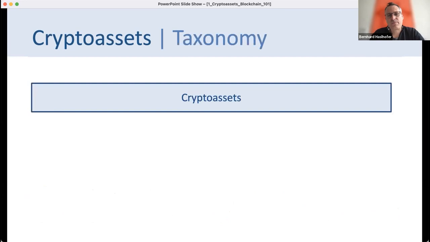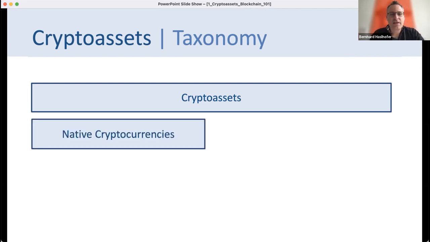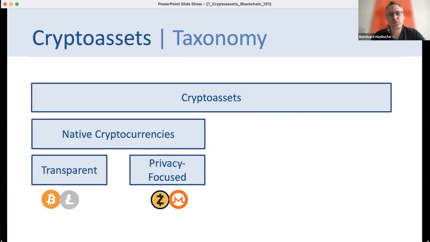If we look into the spectrum of crypto assets and try to somehow categorize the set of available assets, we can roughly distinguish between two types of crypto assets. One type is what we call native cryptocurrencies, and there we can again distinguish between transparent cryptocurrencies and privacy-focused cryptocurrencies. Examples for transparent cryptocurrencies are Bitcoin and altcoins like Litecoin, and privacy-focused cryptocurrency examples are, for instance, Monero, which is probably the most prominent one, and Zcash.